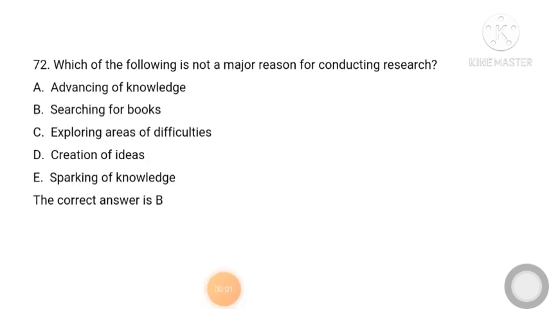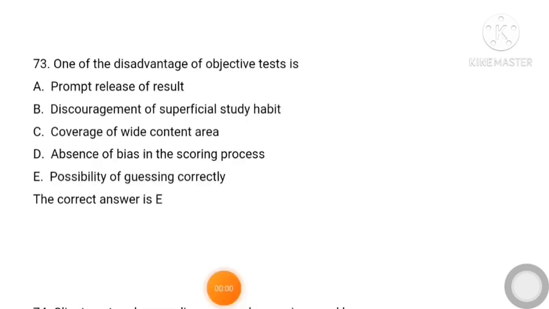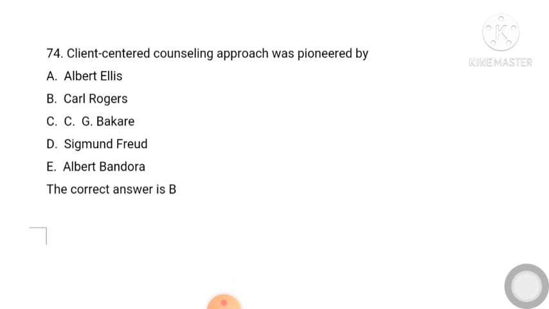72. Which of the following is not a major reason for conducting a research? Searching for books. The correct answer is B, searching for books. 73. One of the disadvantages of objective tests is possibility of guessing correctly. The correct answer is E, possibility of guessing correctly. 74. Client-centered counseling approach was pioneered by Carl Rogers. The correct answer is B, Carl Rogers.